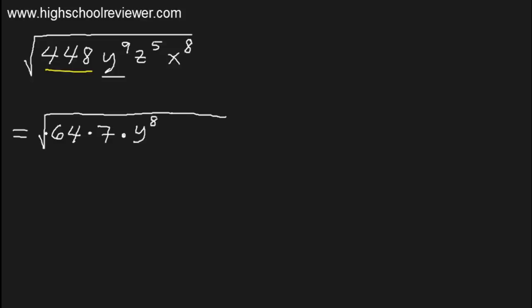Y raised to 8, so the square root of y raised to 8, we can get that later on. What will be left here will be multiplied by y. Okay, so let's proceed now to z raised to 5. Again, one of the factors will have a maximum even exponent, so that will be z raised to 4, and what will be left will be z. And then let's continue, x raised to 8. Now, x raised to 8, the exponent is already a maximum even exponent. We will just copy this.